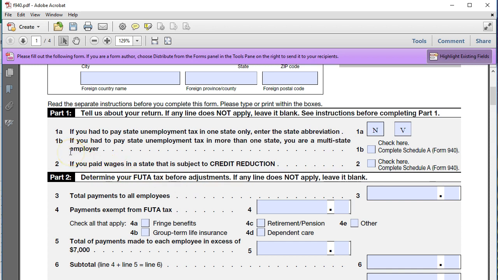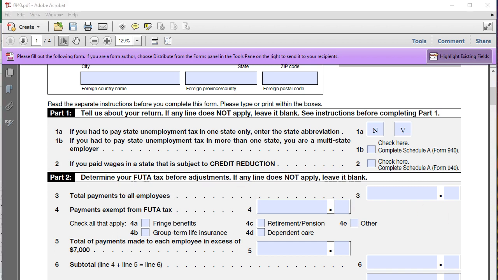So then B says if you had to pay state unemployment tax in more than one state, so we're not going to deal with that here. But you can see what the goal is, same kind of goal. Did you pay state taxes? If you did, then you're probably going to get to have a lower federal tax rate. 2, if you paid state wages in a state that is subject to credit reduction. We're not going to deal with that here.